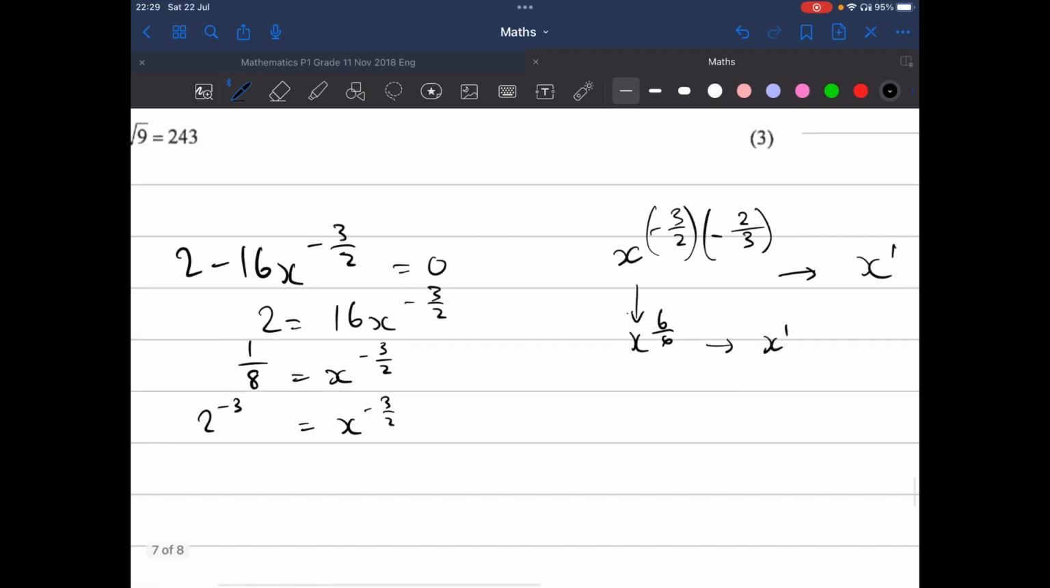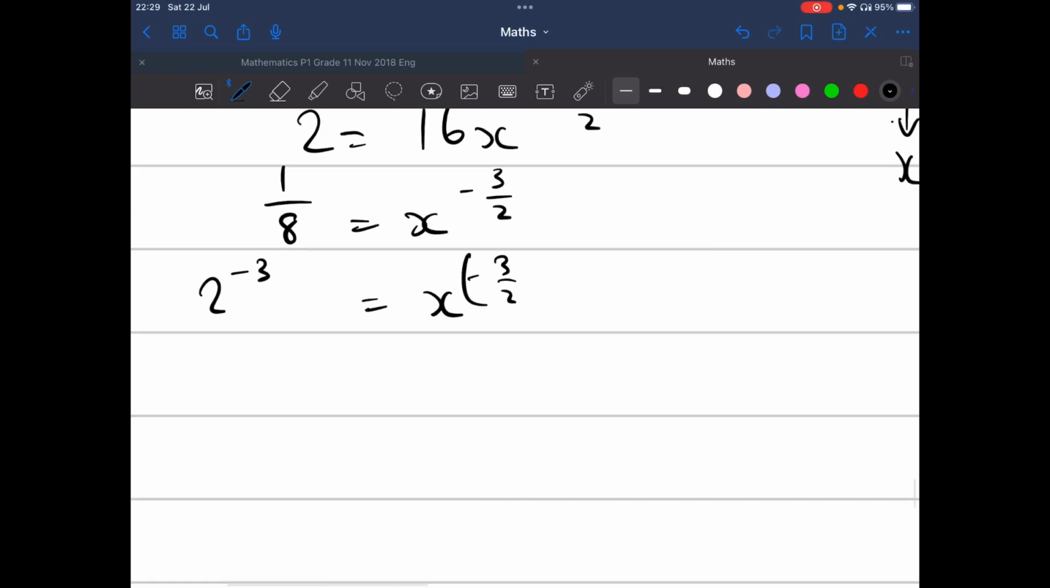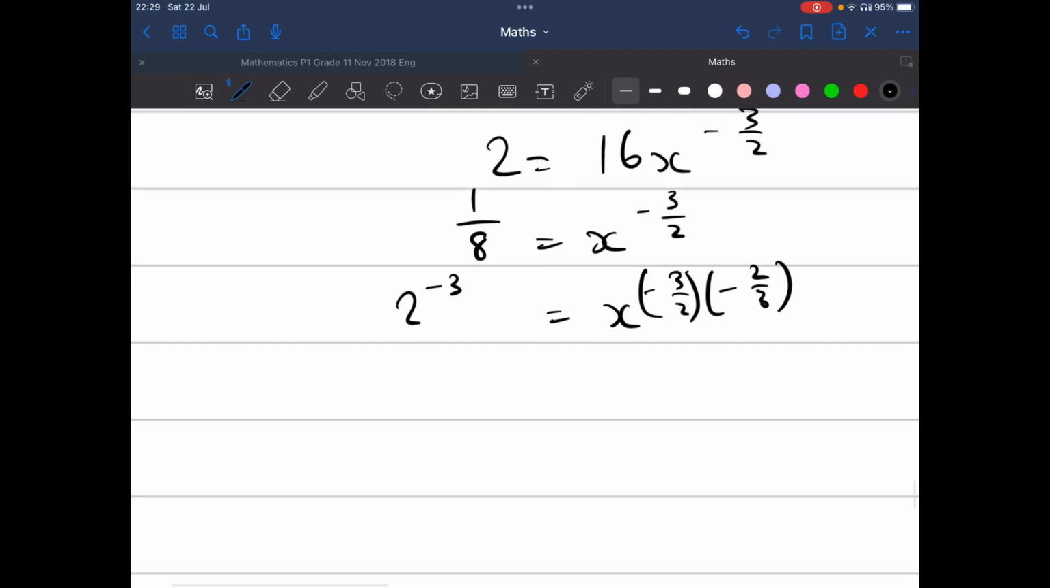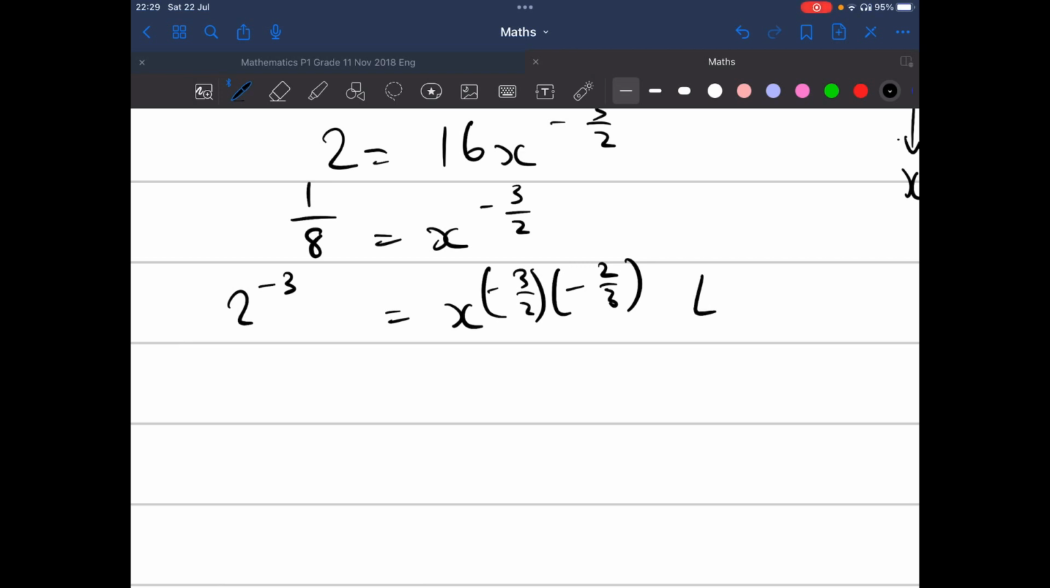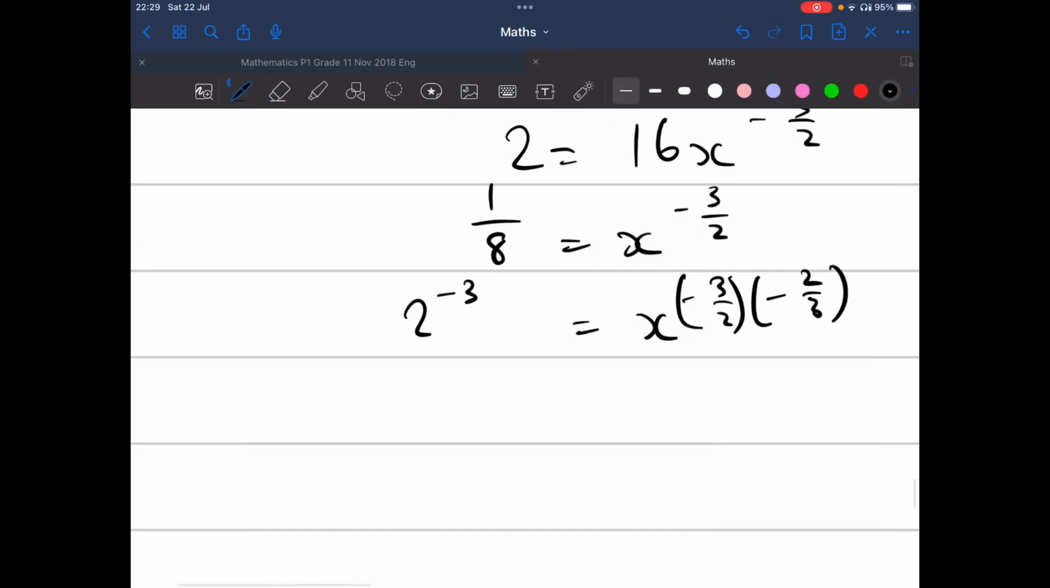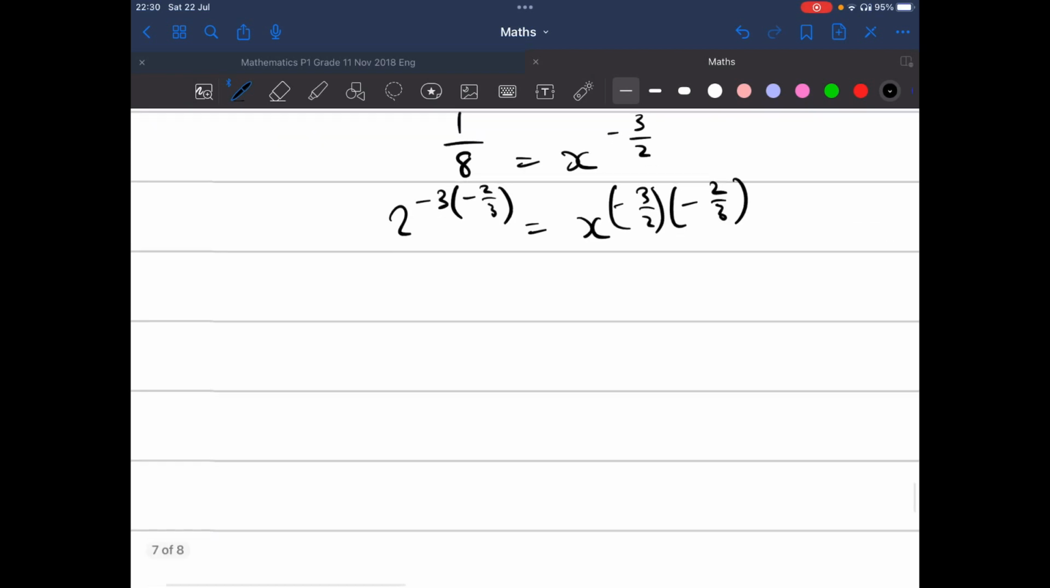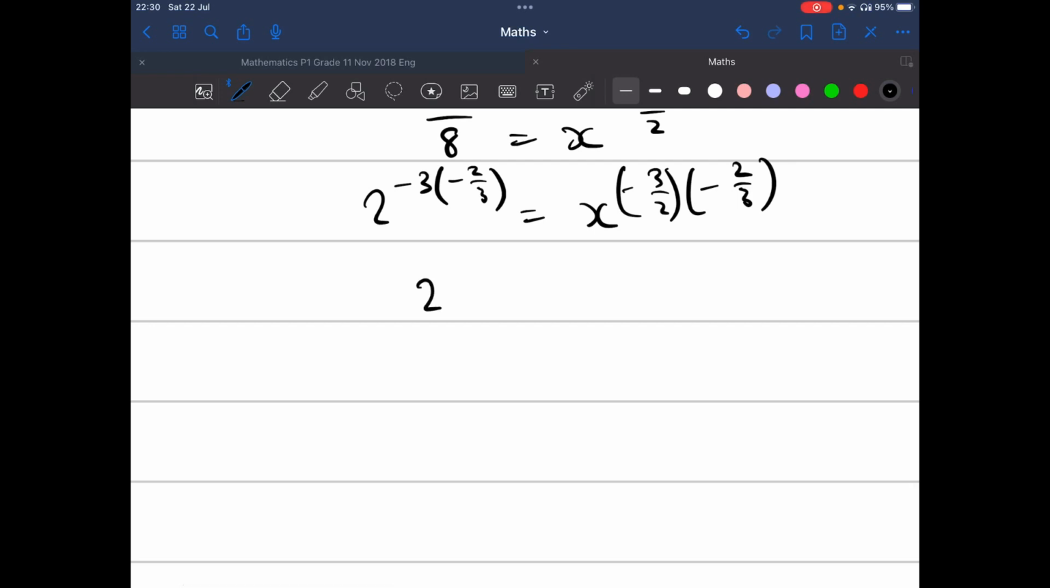Okay, so let's do the same thing here now. I'm going to multiply this by minus 2 over 3. Okay, it's a reciprocal. But now remember, whatever I do on the right side, I have to do on the left side. Okay, so let's do it on the other side as well. Let's multiply this by minus 2 over 3. Okay, so on this side I'll have 2 to the power of, the minuses will cancel each other out, and the 3's will cancel each other out. So I'll just have 2 to the 2 on this side.